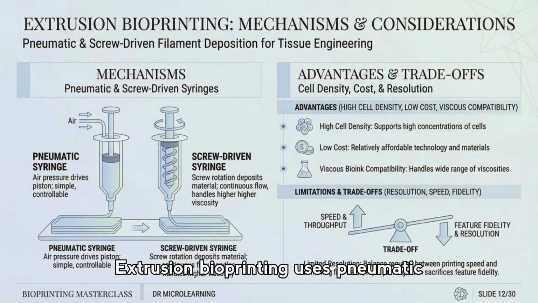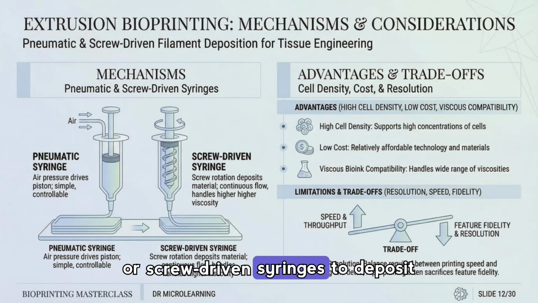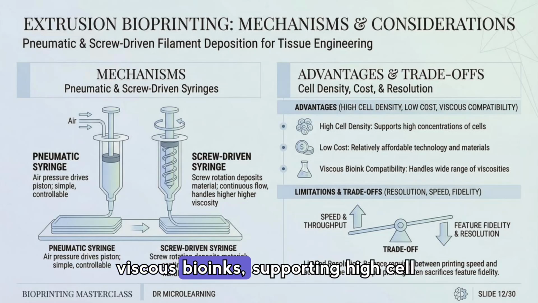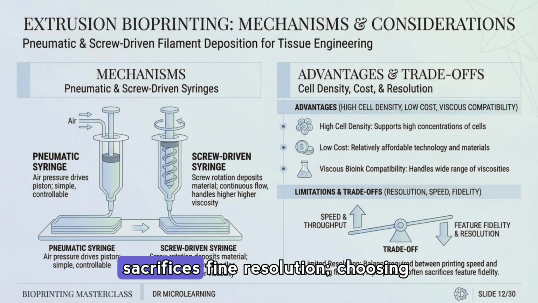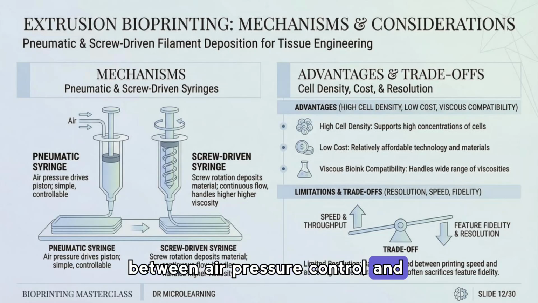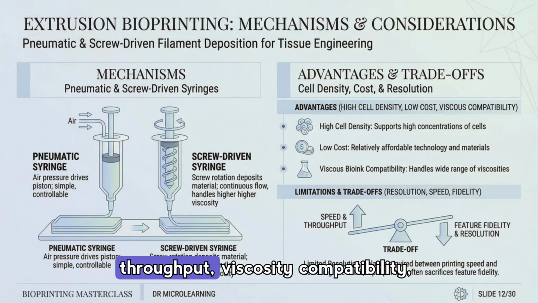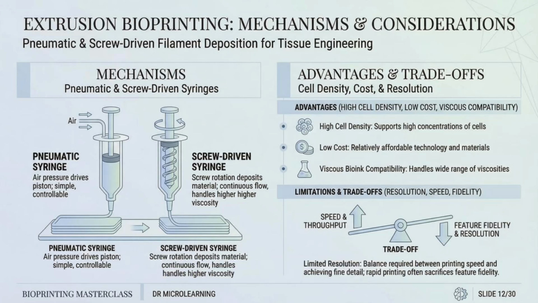Extrusion bioprinting uses pneumatic or screw-driven syringes to deposit viscous bioinks, supporting high cell densities and low cost. But it sacrifices fine resolution. Choosing between air pressure control and screw rotation depends on throughput, viscosity, compatibility, and the balance between feature fidelity and cell viability.